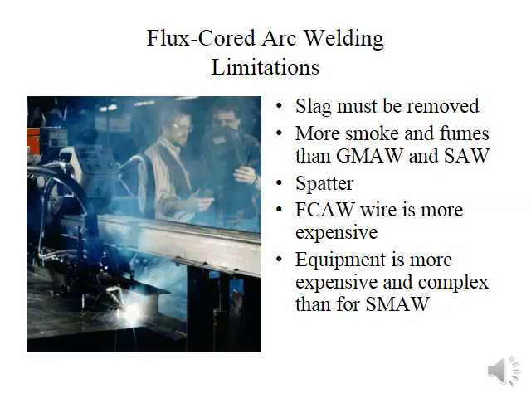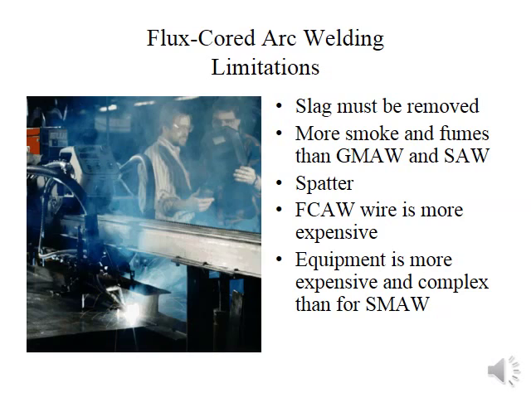Flux-cored arc welding limitations. The slag must be removed. There's a lot more smoke than gas metal arc welding and submerged arc welding. A lot more spatter. Flux-core wire is more expensive. Instead of just making wire, it's kind of a roll-your-own-cigarette deal, where you start with a flat ribbon of metal, sprinkle a powder in it, roll that into a tube, and then draw it down into the various sizes. So the manufacturing process is more expensive than it would be for gas metal arc welding.